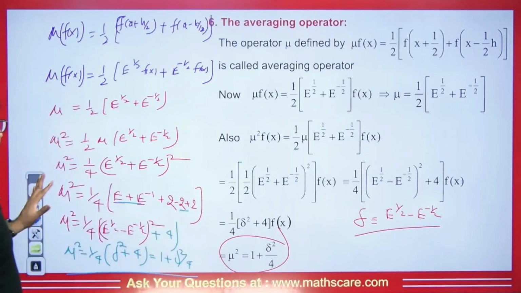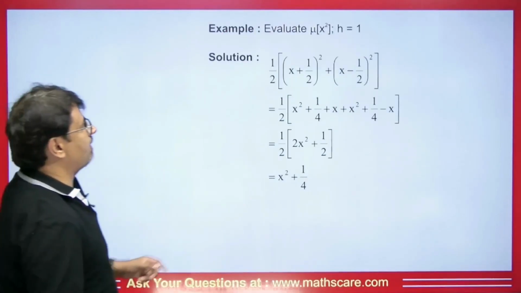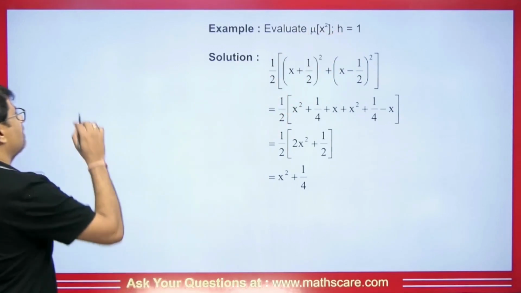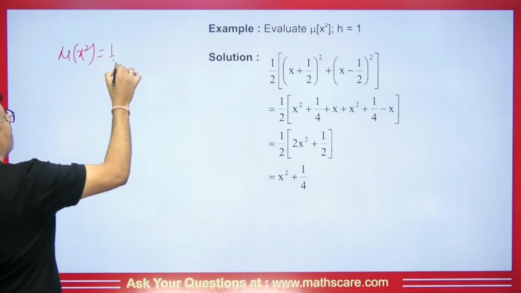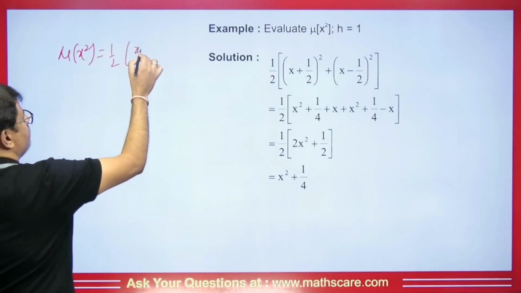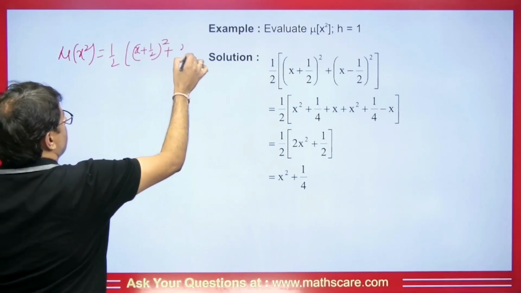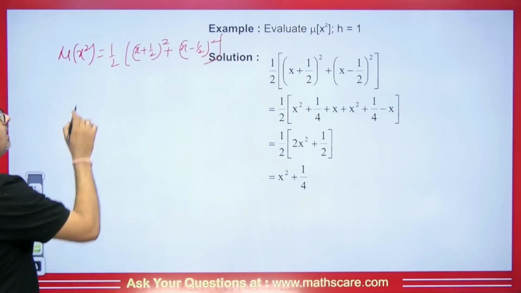And this type of question comes in the exam. Moving on, sometimes questions are made based on this. How do we calculate mu of x square where the h value is given as 1? Students, we know that if you want to apply mu to any function, it's like an average operator. So what we will do? (x plus 1 by 2) whole square plus (x minus 1 by 2) whole square. Clear, students? Right. Here what will come? This will be the value here.